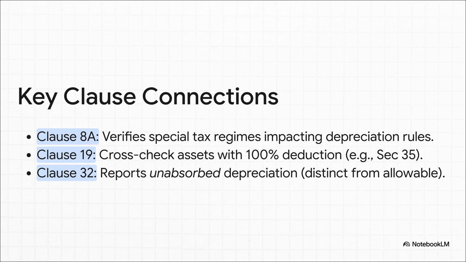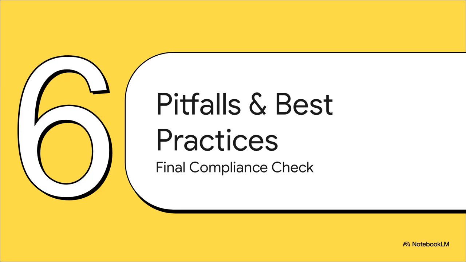Second, cross-check with Clause 19. If an asset got 100% deduction for something like scientific research, you have to make sure it's not also in your Clause 18 schedule. That's double dipping, a big no-no. And finally, don't mix up Clause 18 and Clause 32. Clause 18 is about the depreciation that's allowable this year. Clause 32 is about the unabsorbed depreciation you have to carry forward. They're 2 different numbers.